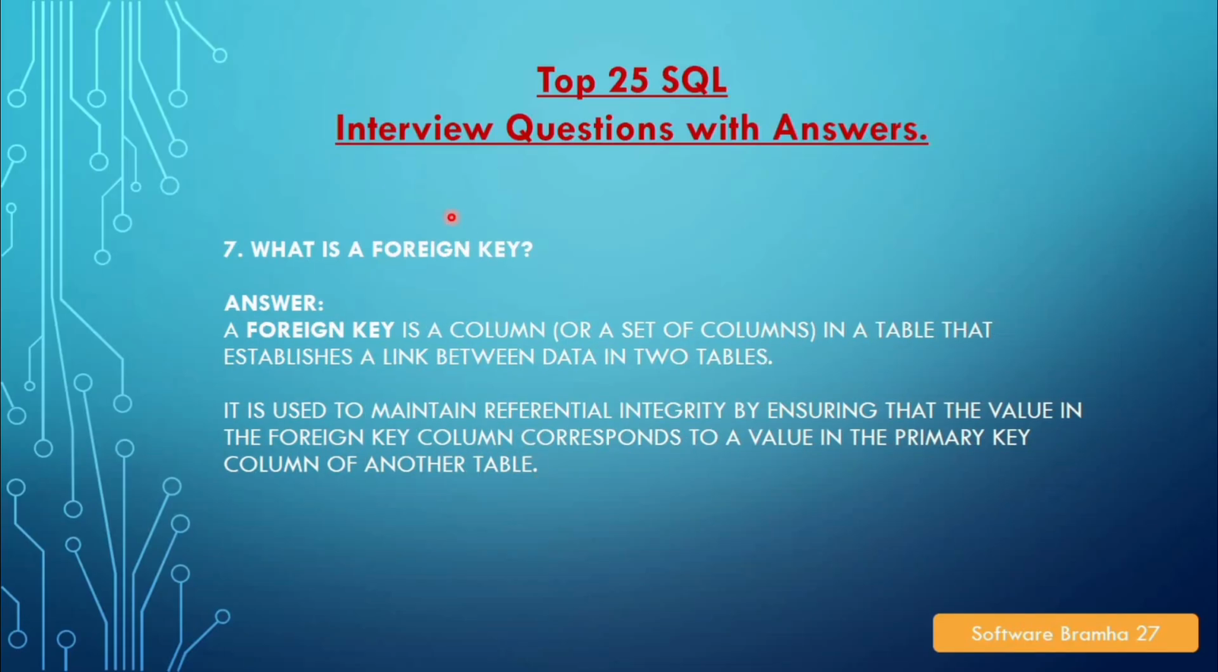Next question. What is a foreign key? A foreign key is a column or a set of columns in a table that establishes a link between data in two tables. It is used to maintain table integrity by ensuring that the value in the foreign key column corresponds to a value in the primary key column of another table.